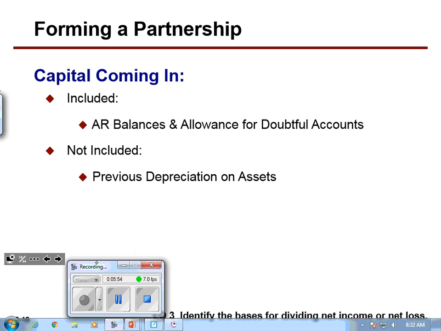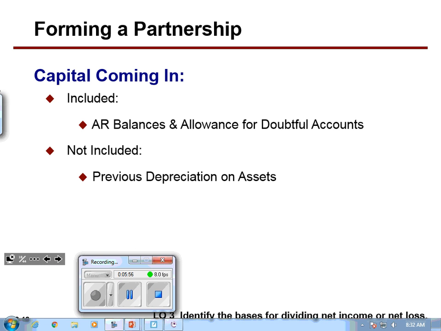Well, I guess we're not quite there yet. This is basically what I just explained to you. As the capital comes together from each camp and they form this partnership, included are the AR balances and the allowance for doubtful. Not included is that depreciation pile. It gets wiped out and you start with a clean slate. Rather, you just adjust the fair value to reflect that.